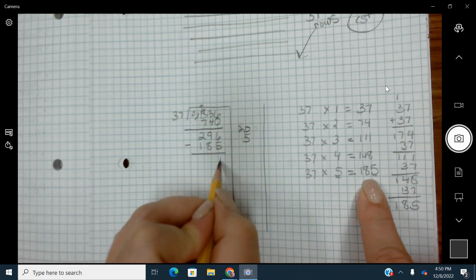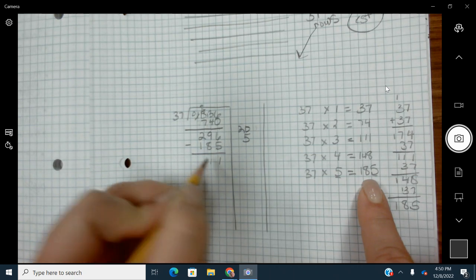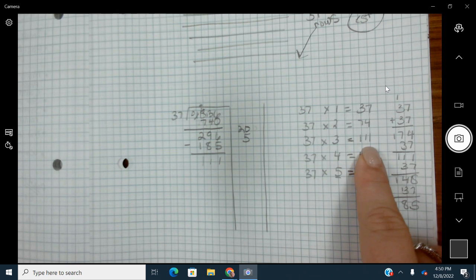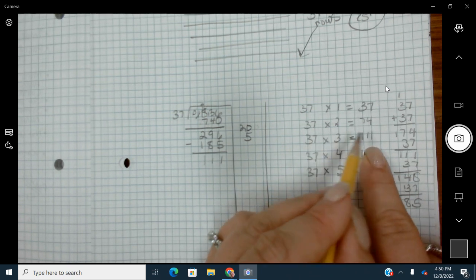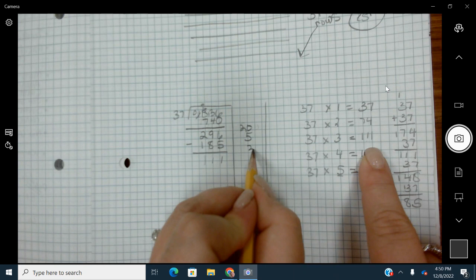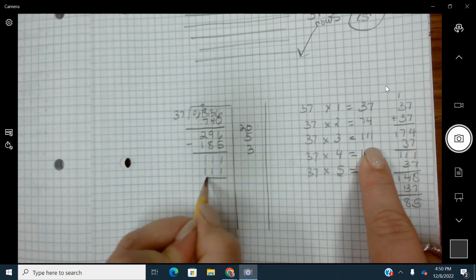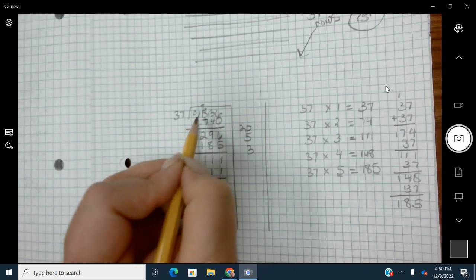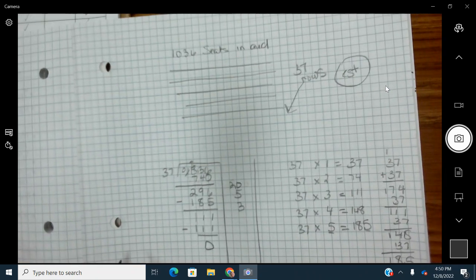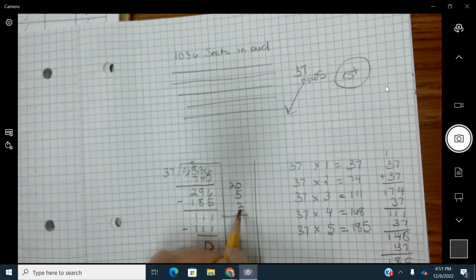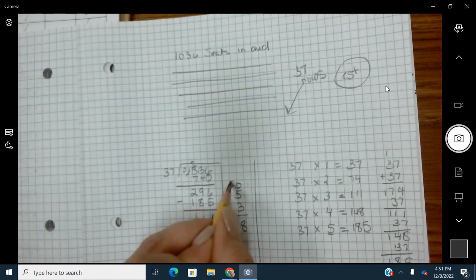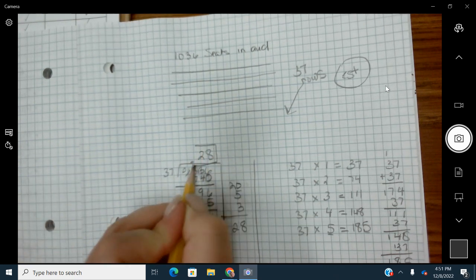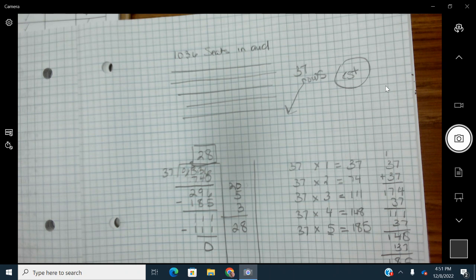6 minus 5 is 1. 9 minus 8, 1. 2 minus 1, 1. All right. Oh, look. Perfect. There's no remainder. 37 times 3 is 111. And I have no remainder. Now, to find out how many 37s were in this number, 1,036, all I have to do is just add. 5 plus 3 is 8, plus 0, 8. 2 plus 0, 2. So 37 times 28 equals 1,036, and my answer is 28.